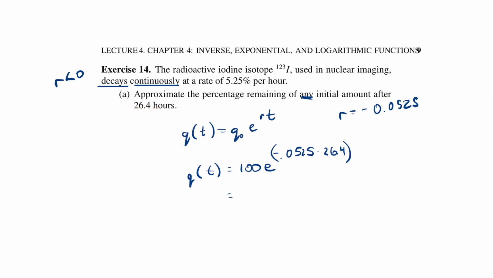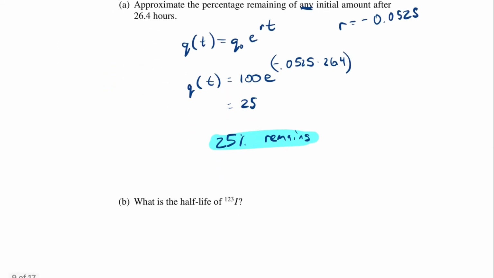So 100 times e to the negative 0.0525 times 26.4, I'm getting 25.007. So approximately 25% remains. That's why I recommend using 100 as your initial amount, because the answer that you get is the percent that remains. If you would have chosen 1 instead of 100, you would have gotten 0.25, and then you have to multiply by 100 to convert it to a percent. But since I started with 100, this already represents the percent, so I didn't have to move the decimal 2 spaces.